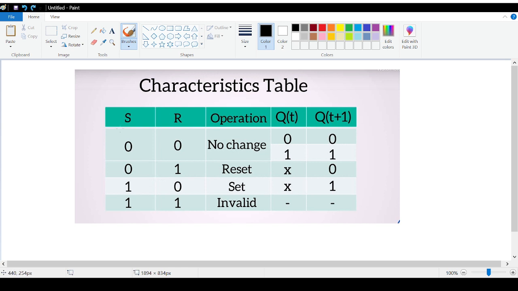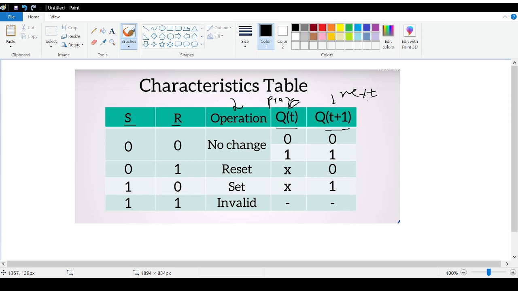Here I have written the S and R combinations, and the operation that these combinations will cause. And here this is a bit new. Here we have Q(t) and Q(t+1). So Q(t) shows the previous state, and Q(t+1) shows the next state. The previous state is basically what is stored in my flip-flop before the command, and the next state is what my new state will be after I pass the command.